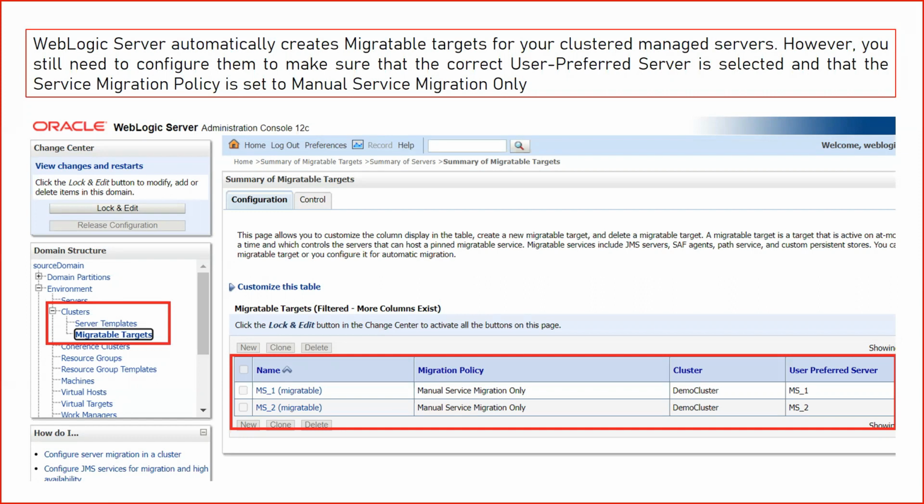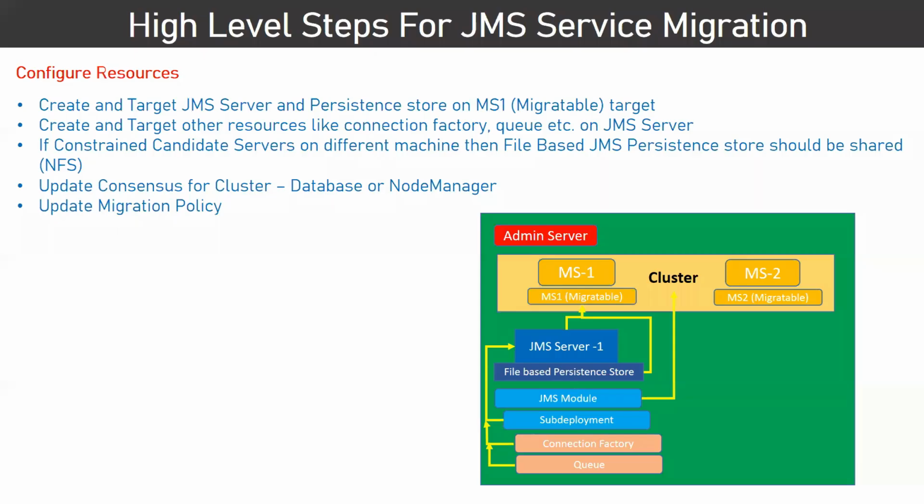If you want to go for migration, you have two options: either you can go for manual migration or you can enable auto migration, so that no manual intervention is required. By default it is manual service migration, which means by default migration is not enabled. So I will show you how to enable auto migration in case your services go down.